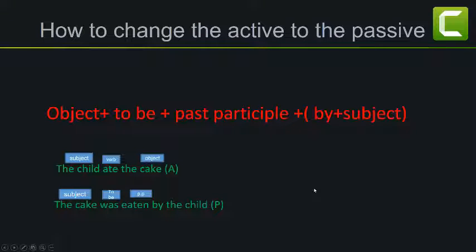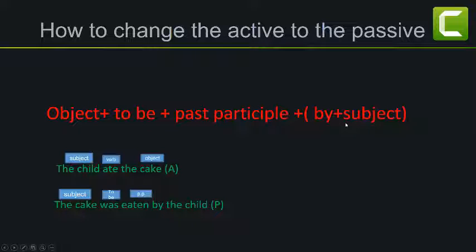Now, how to change the active to the passive? We have a main rule here. Object plus to be plus past participle plus by plus subject.